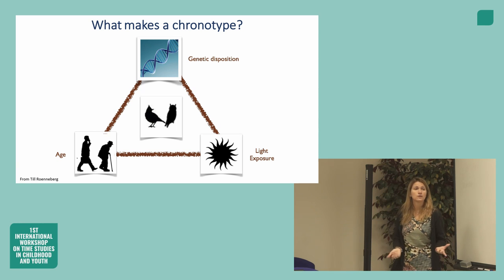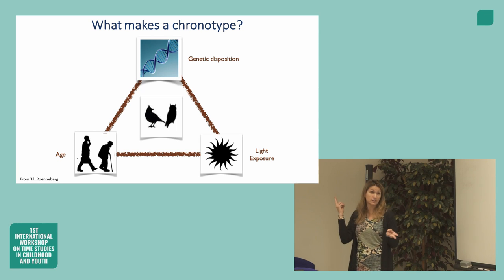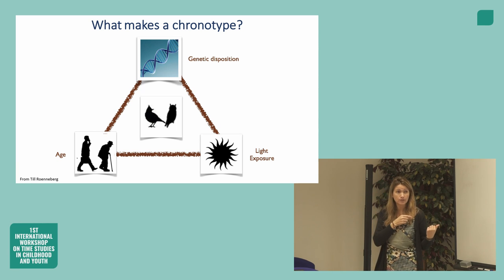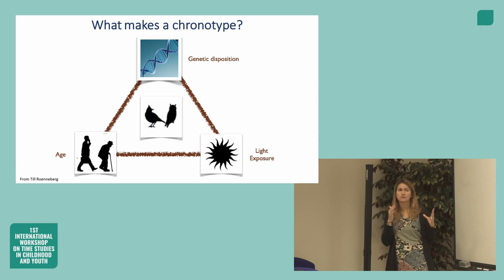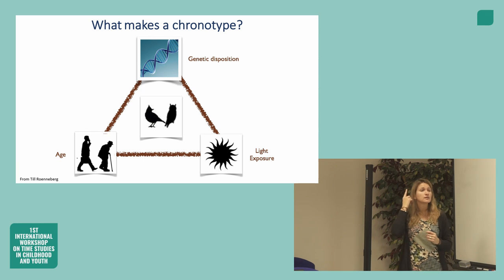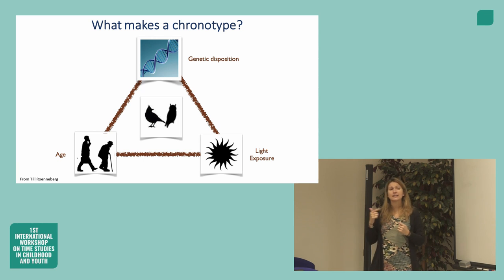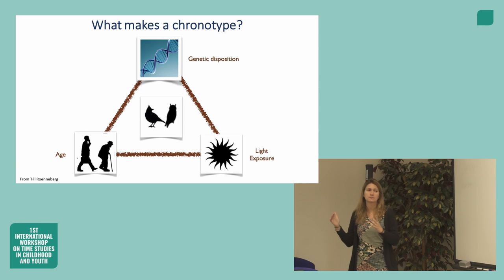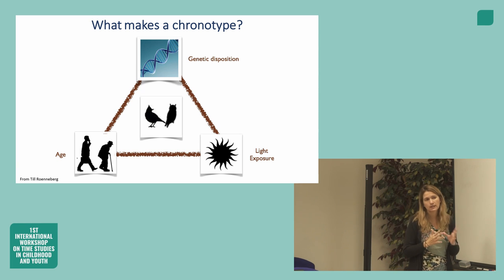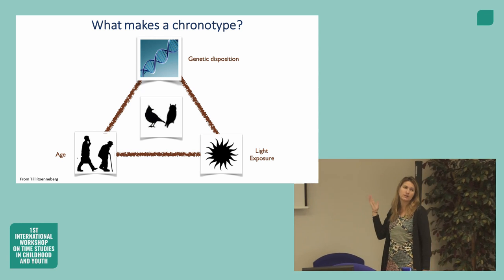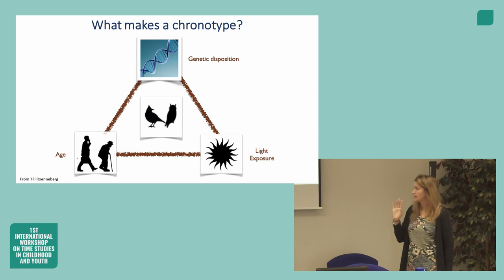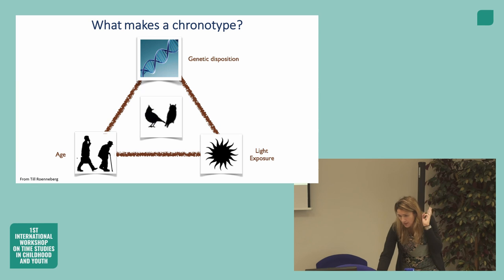So what makes a chronotype? There are three things that can make a chronotype. First, a genetic disposition, which I already told you about before, that makes us have a period of around 24 hours. Some people have a period of less than 24. They are the early birds. The late people have a longer period, approximately 24.4, something like that. Then you have age, and of course you have light. This is what makes a chronotype, okay? All these three things.